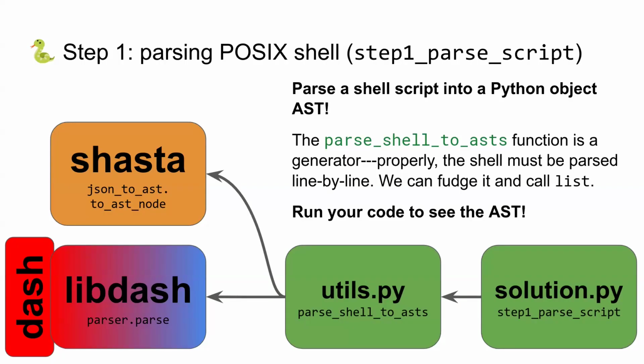So we built another library called Shasta that builds a set of abstractions over this and gives you a nice object-oriented view of what the AST is going to be. And there we're going to need to use some of the functions to get the actual well-structured AST.